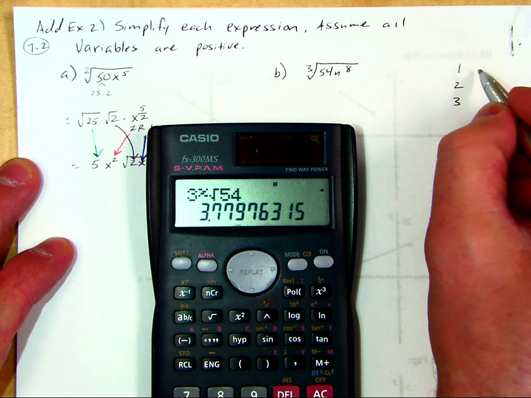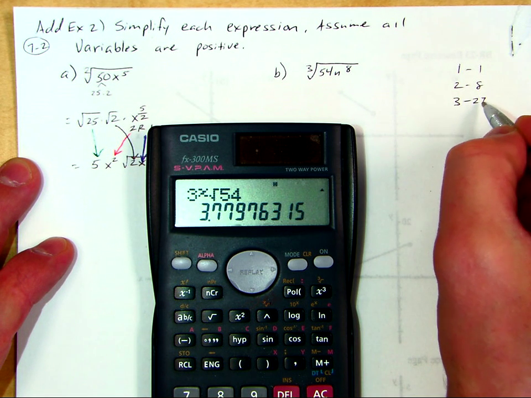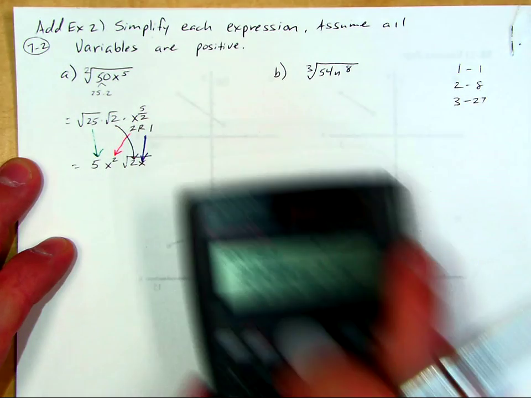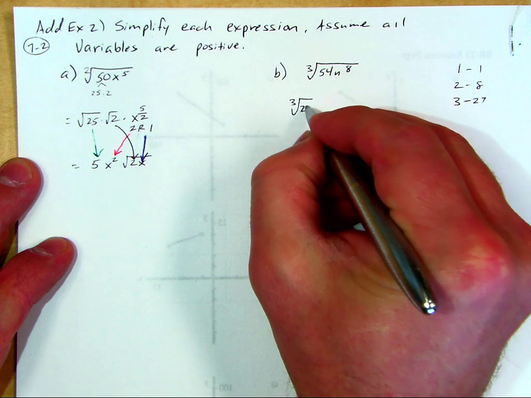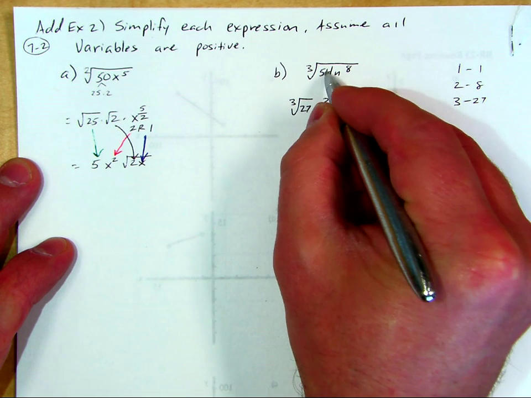So let's cube these and see what we get. Well, that's 1, that's 8, that's 27. 3 cubed is 27. Aha! 27 does go into 54. So you can break it up like this: cube root of 27 times cube root of 2. 27 times 2 is 54.